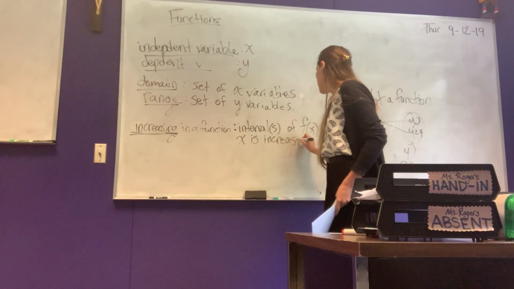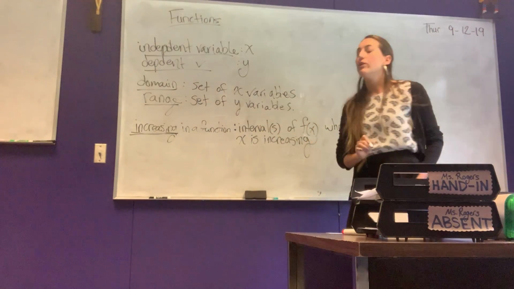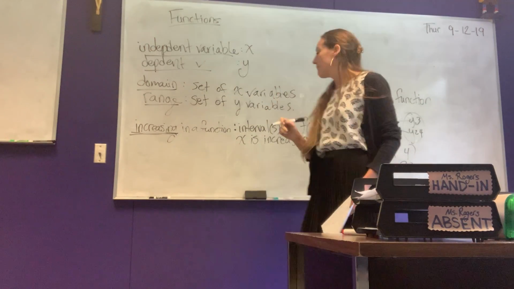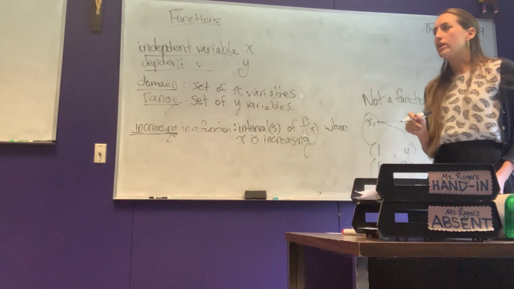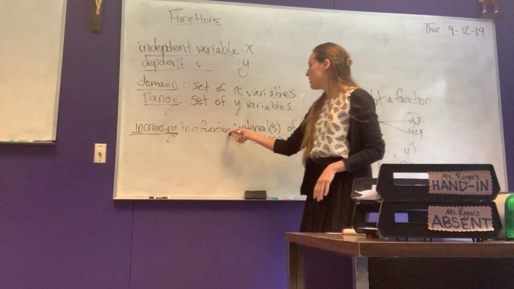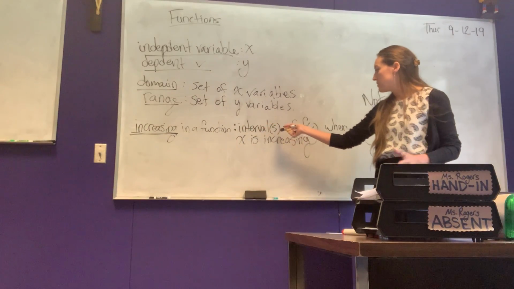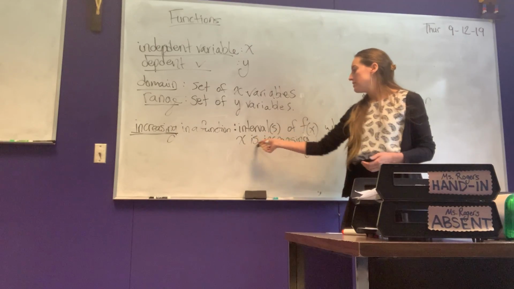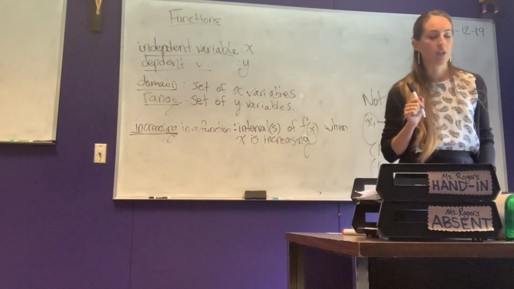Oh, we have to graph this? Oh yeah. First you're just going to identify it on a graph, but later you'll graph it. It's the coordinate Cartesian plane, x, y coordinate grid. So increasing in a function, definition: intervals of the function, f of x, when x is increasing. Copy it down.